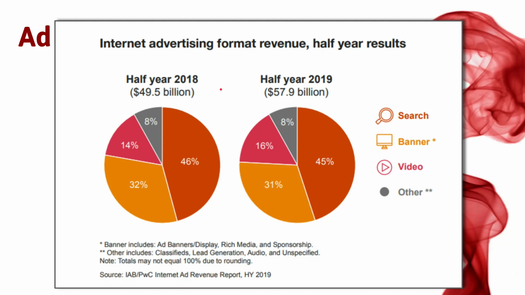What's happening over time? Okay, I hope that you said that search ads are going down just a little bit, because this is search, that orange color, and they went from 46% of all digital ad revenue in 2018 being search, but now it's only 45%. So where is that extra percent going? Well, it looks like it's not going here, because banner ads also went down 1%. And then this went up 2%.